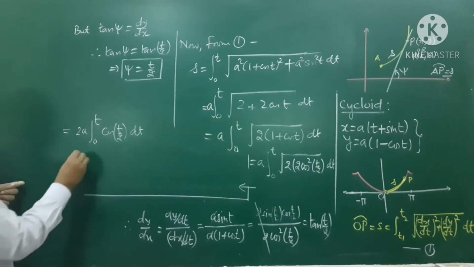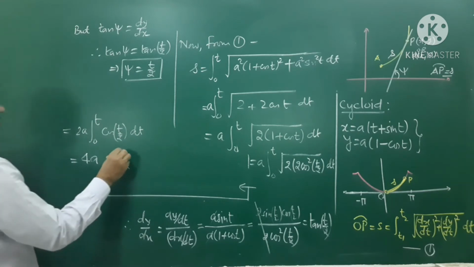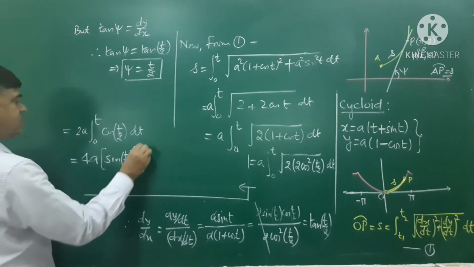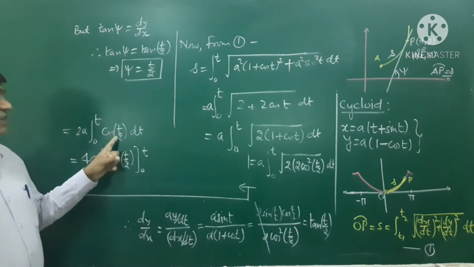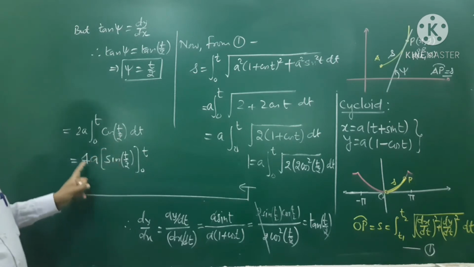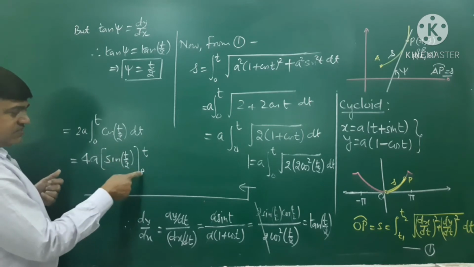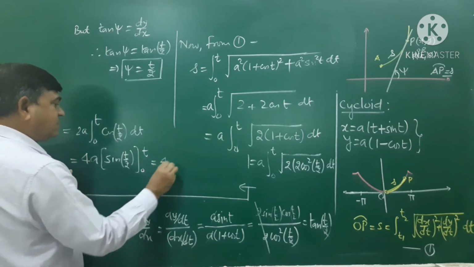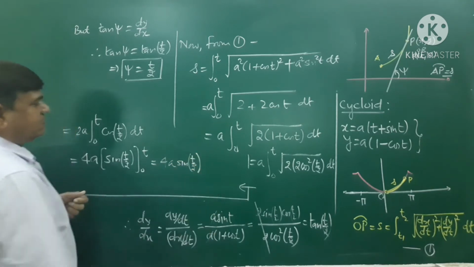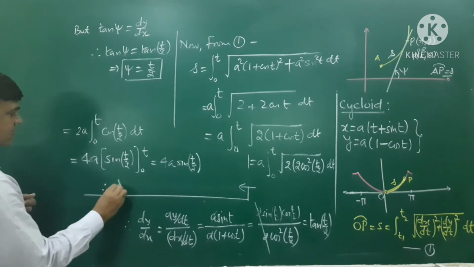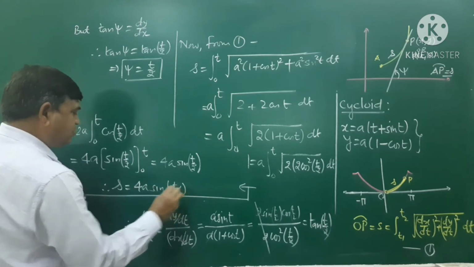dt. Now the integration is sin t by 2. Limit is 0 to t. Integration of cos is sine, but here you see the coefficient of t is 1 by 2, so we divide the result by 1 by 2, so it will be 4a sin t by 2. Now upper limit is t, so there is no change in the first part. Sin 0 is 0, so the final answer is 4a sin t by 2. Okay. Therefore, s equals to 4a sin t by 2.